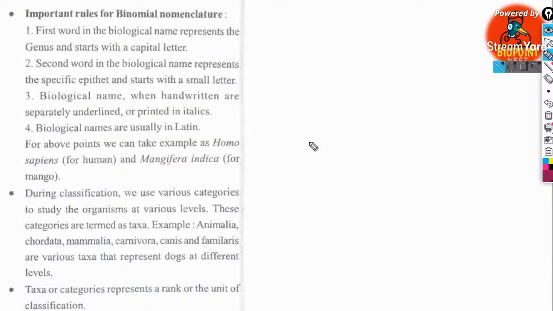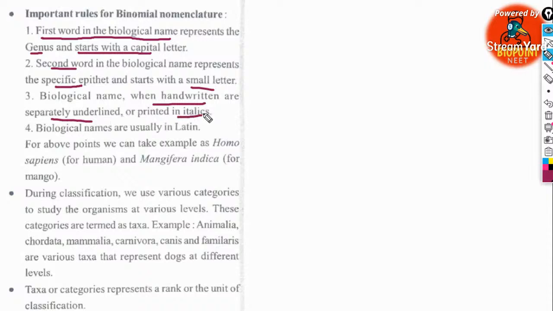Important rules for binomial nomenclature. Yes, exactly, Nila. Sweden. Important rules for binomial nomenclature. The first word in the biological name represents the genus and it should start with a capital letter. The second word represents the specific epithet and should start with a small letter. When handwritten, they should be underlined, and when printed, they should be printed in italics.